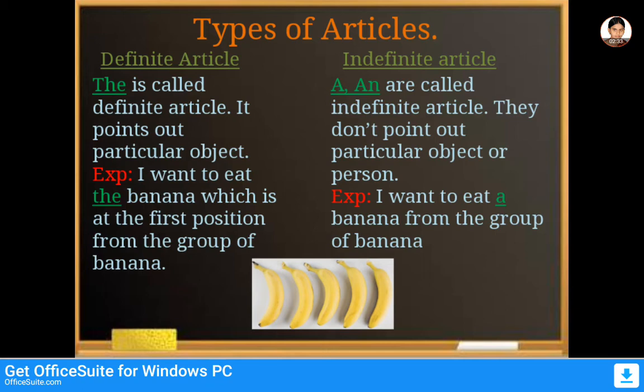Indefinite article: I want to eat a banana from the group of bananas. It means I want to eat any banana out of the 5 bananas. It doesn't refer to a specific one. It refers to a general purpose.